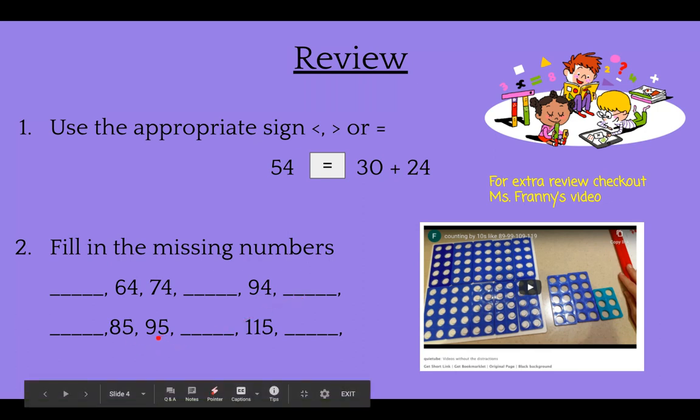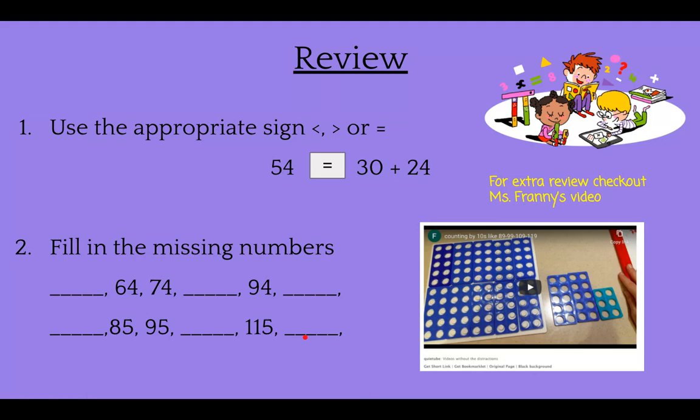Looking at the second one, I start at 85, and counting 10 more is 95. So 10 less would be, that's right, 75, 85, 95, 10 more, 105. 10 more than that is 115. 10 more than that, that's right, 125. Great job.